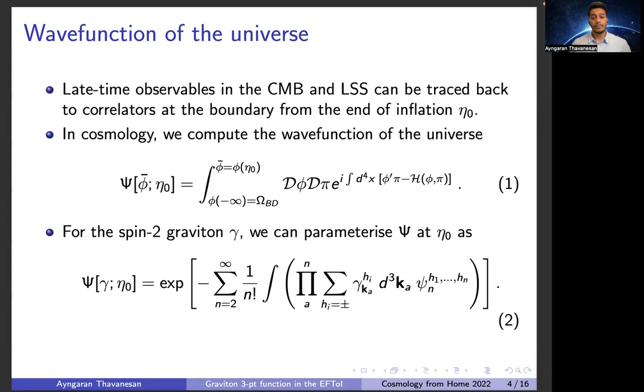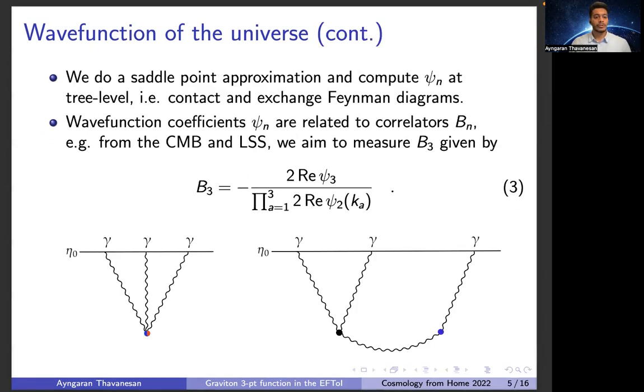And for a spin-2 field gamma, we can parameterize it as equation 2, where gamma^h is the spin h Fourier mode of the graviton with helicity h equal to plus or minus 2. Note that we don't include the momentum conserving delta function in these expressions, which comes from translation invariance. So we do a saddle point approximation of the path integral and then compute the wave function coefficient psi_n at tree level in perturbation theory, so contact and exchange Feynman diagrams.